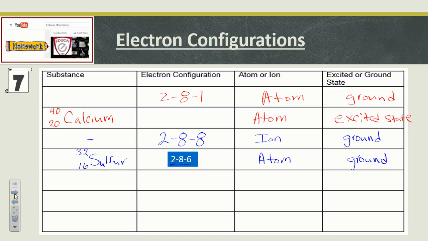Cool. Let's see what else we got here. Just a few more examples. And we'll practice this one a bunch because this type of question is very common to throw an electron configuration at you and ask you if it's excited or ground.